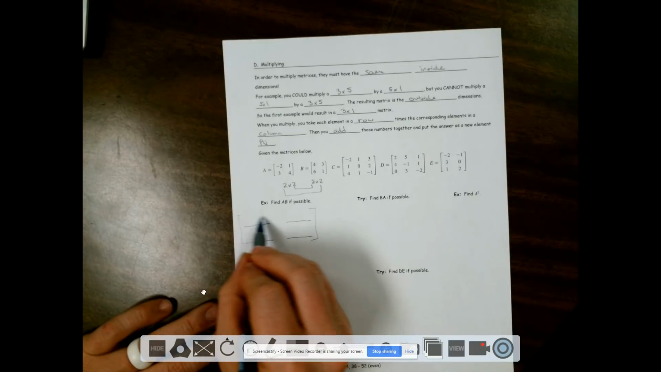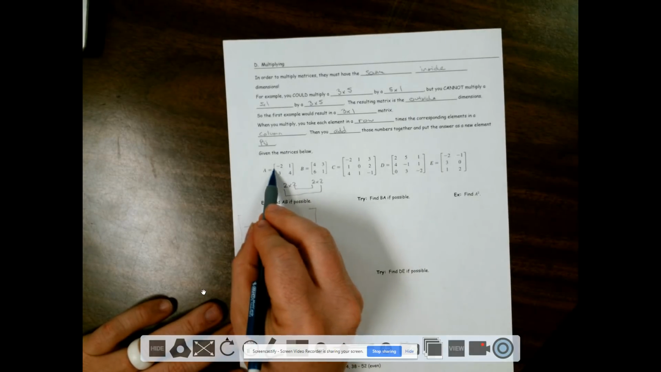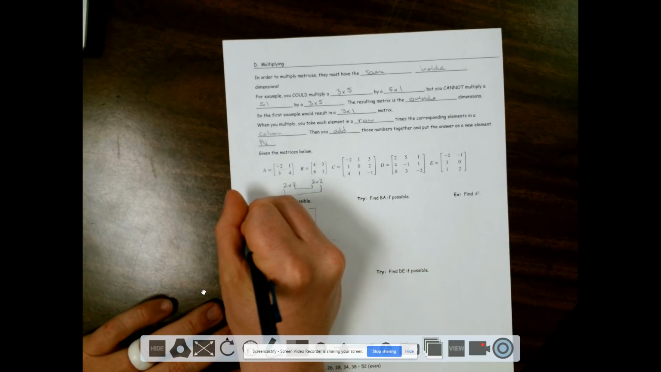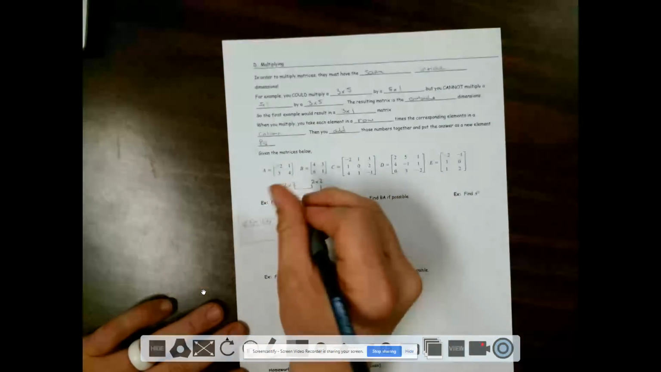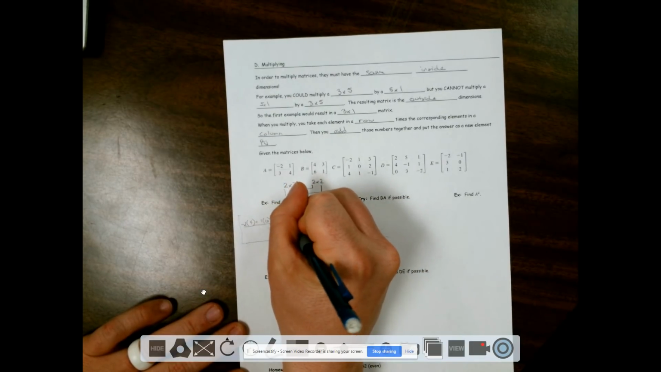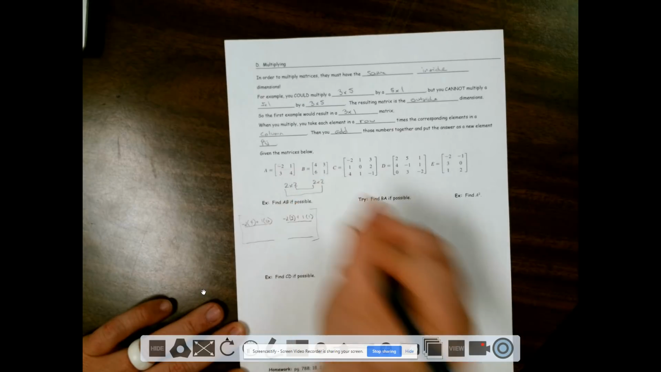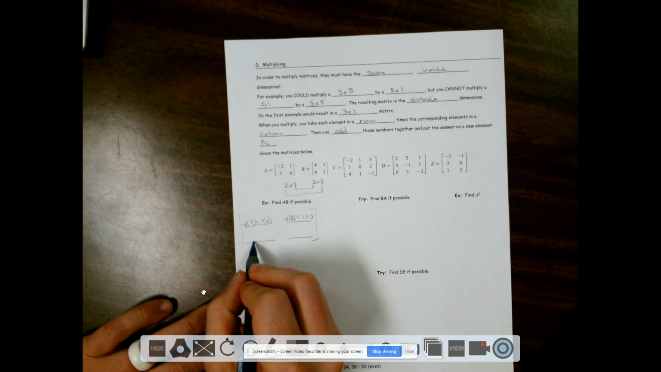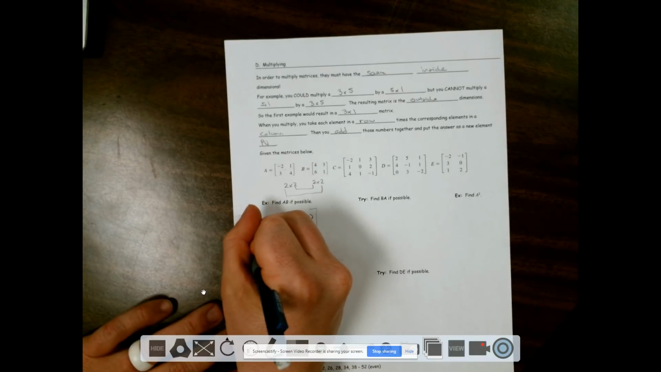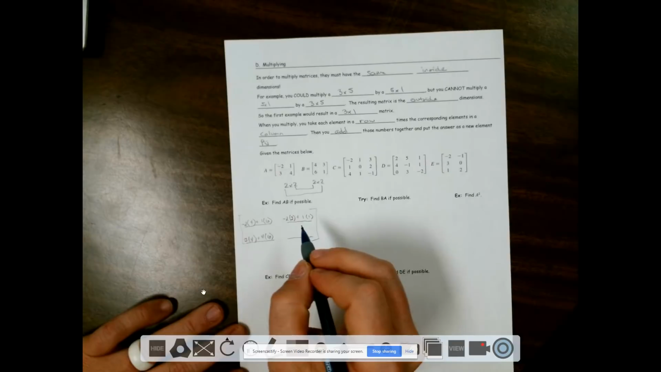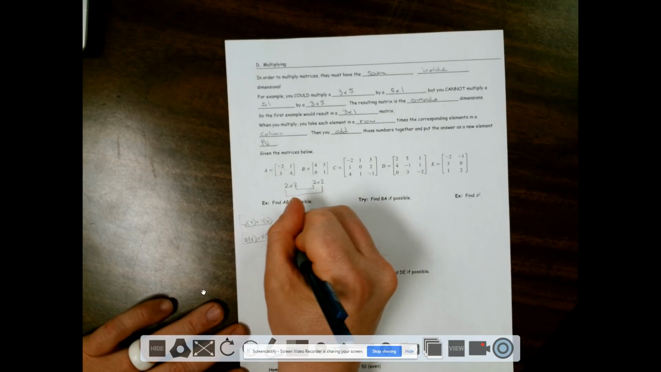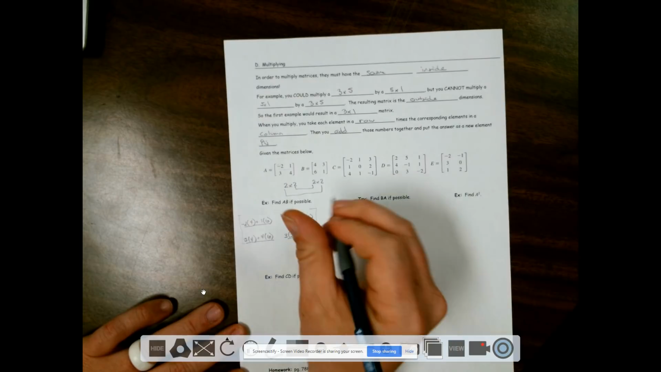Now, to figure out what element is in row 1, column 1, we multiply row 1 times column 1. So negative 2 times 4 plus 1 times 6. Row 1, column 2, negative 2 times 3 plus 1 times 1. Row 2, column 1, 3 times 4 plus 4 times 6. And lastly, row 2, column 2, 3 times 3 plus 4 times 1.